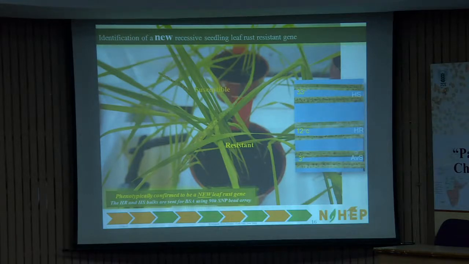So we sent the F3 DNA for the 90K SNP bead array. We have got the information, and this gene is in the naming process. We will be naming this gene in future.